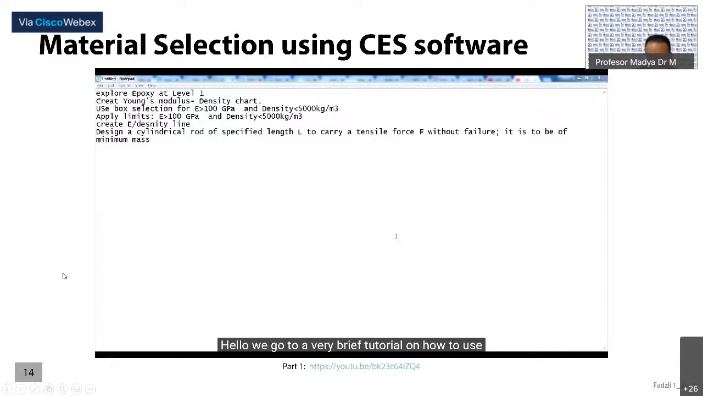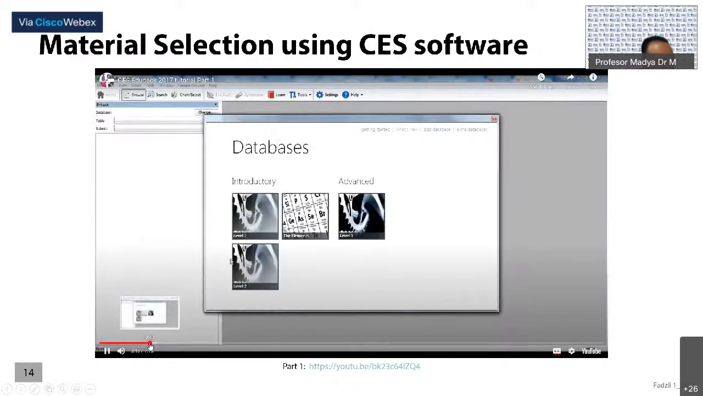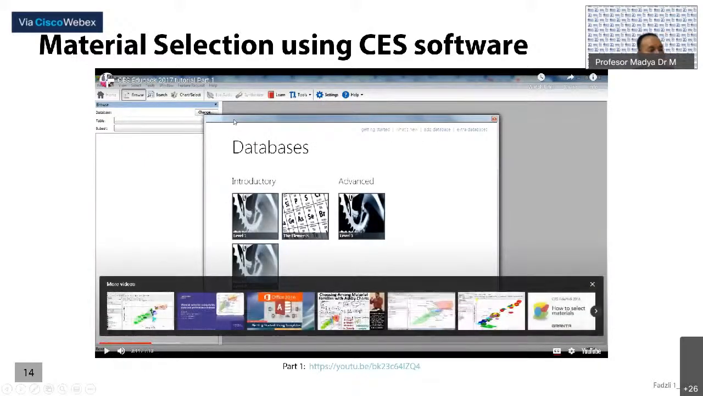Hello, we go to a very brief tutorial on how to use CES Cambridge Engineering Selector EduPack 2017. We're gonna do these soft.